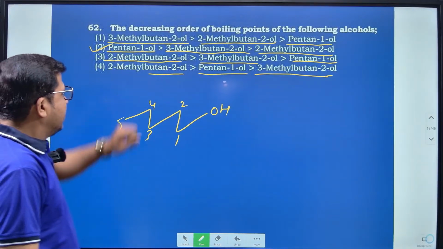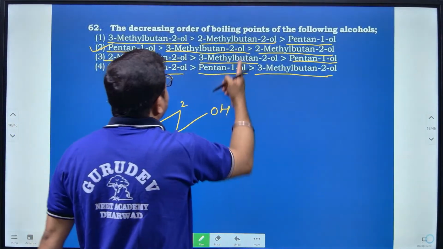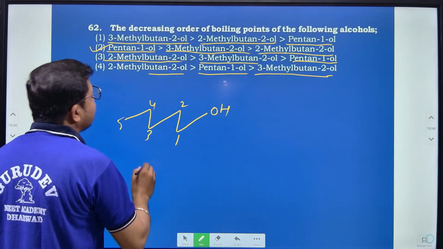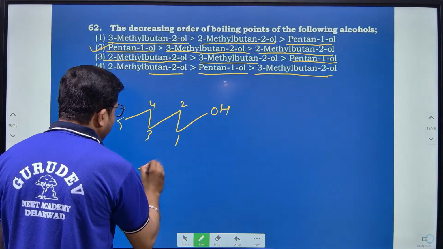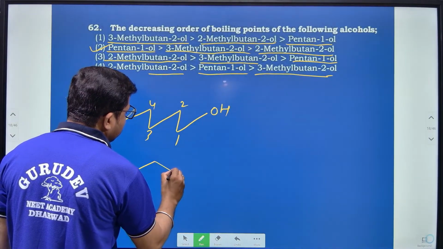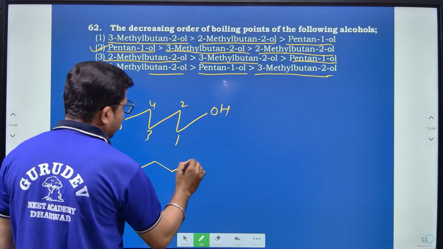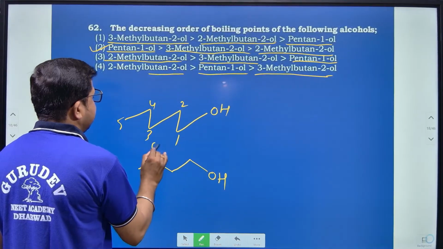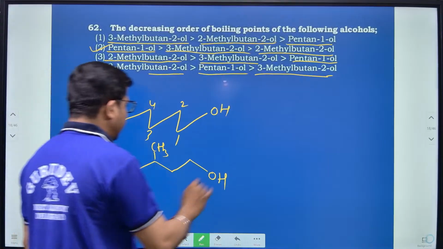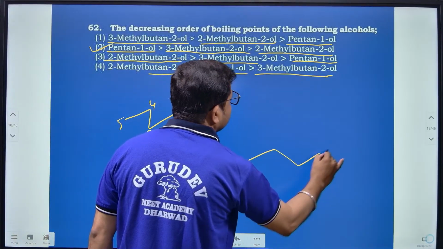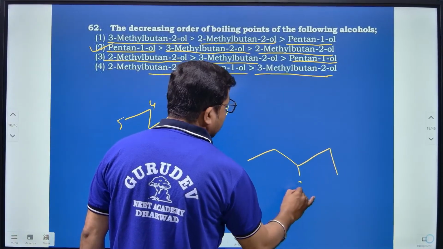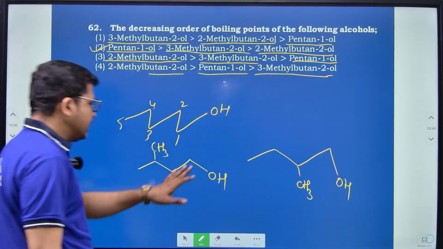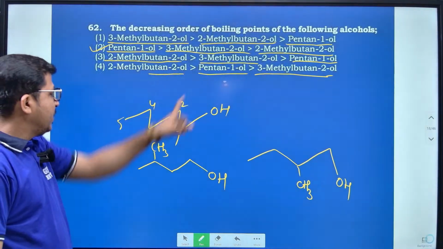Okay. Next, here the 3-methyl-butane-2-ol. If methyl is substituted at position 3, then 1, 2, 3, 4, OH and here CH3. And this is CH3, OH. This is 3-methyl-butane-2-ol.